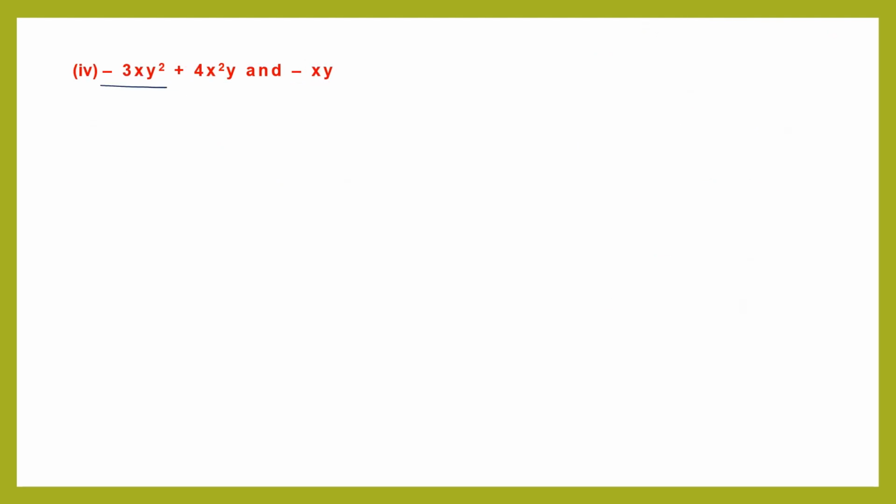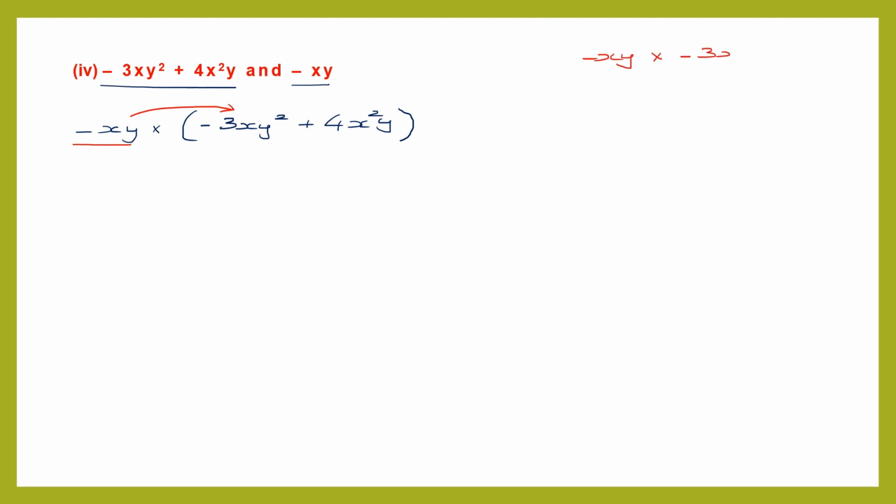Question 4. Let's multiply this polynomial by this monomial. Now here we need to be careful with the signs. So minus xy into, now in brackets we have minus 3xy square plus 4x square y. So let's multiply this with the first term, that is minus xy into minus 3xy square. The first thing we do is we're looking at the sign. So here we have a minus sign and here also we have a minus sign and it's multiplication. So minus into minus will become plus.